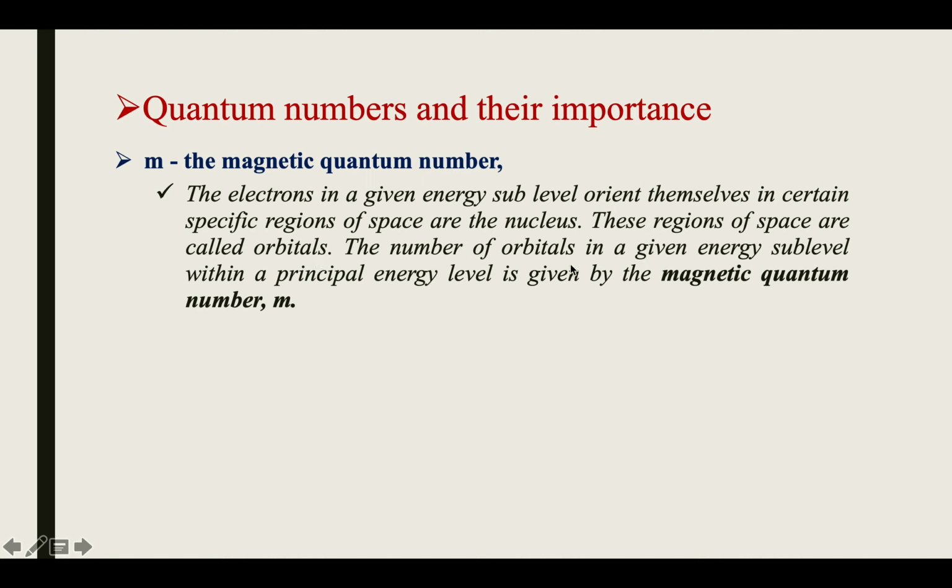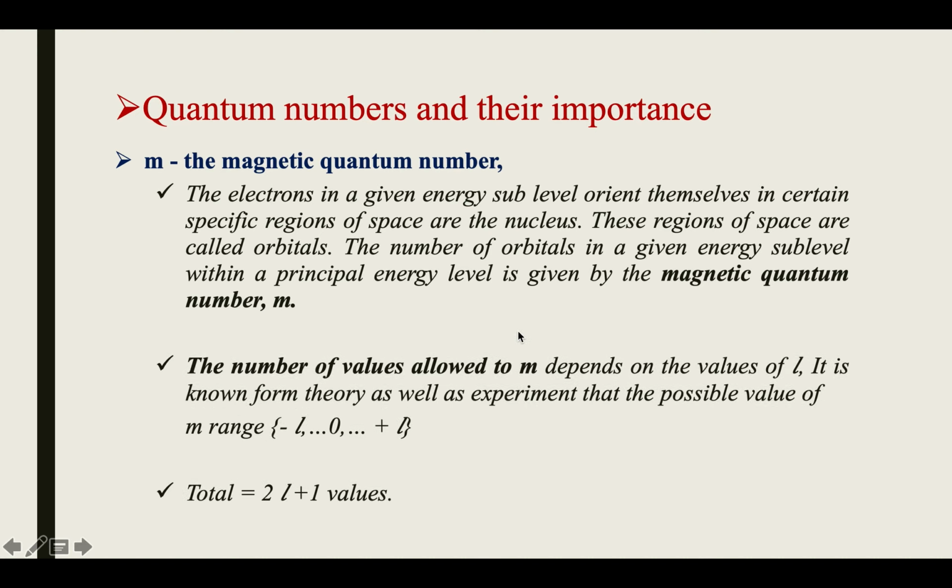The number of orbitals in a given energy sublevel within a principal energy level is given by the magnetic quantum number m. The number of values allowed to m depends on the value of l, and it is known from theory as well as experiment that the possible values of m range from minus l through 0 to plus l. So in total we will have 2l plus 1 values. This is the range of the magnetic quantum number.